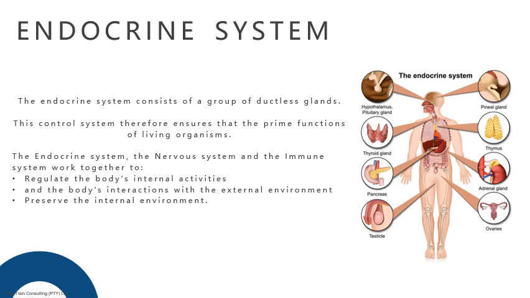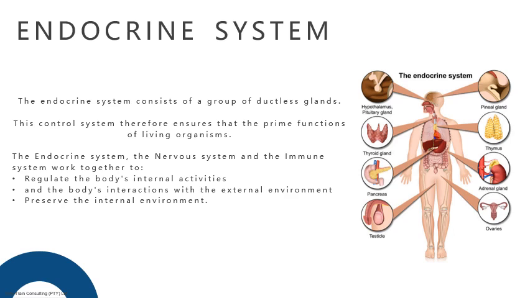The endocrine system, the nervous system, and the immune system work together to regulate the body's internal activities such as digesting food and converting it into energy. The body's interactions with the external environment, for example the exposure to dirt, heat, viruses and bacteria. And to preserve the internal environment by preventing disease.